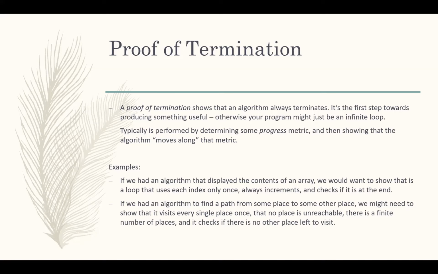Another algorithm, so this is another example. Maybe you have an algorithm that finds a path from one place to the other, right? Maybe there's a path from, I don't know, my house to campus, right? How do I show that works, right? Well, I basically need to show that I try all the different possible routes to campus, right? That every possible place between here and campus is reachable, right?